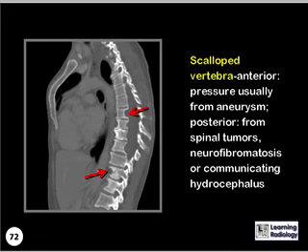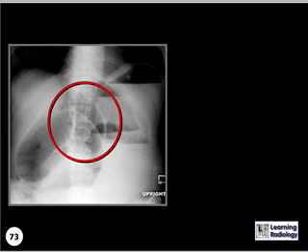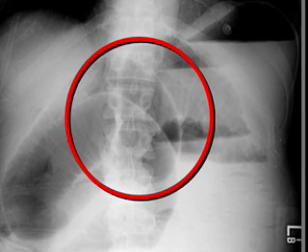These are scalloped vertebra. Anteriorly, think of pressure that can be produced by an aneurysm. Posteriorly, from spinal tumors, neurofibromatosis, or communicating hydrocephalus. This patient had neurofibromatosis. What sign is being demonstrated here?